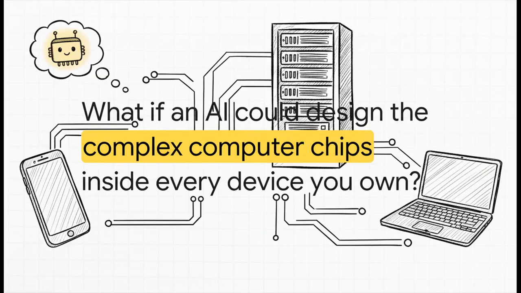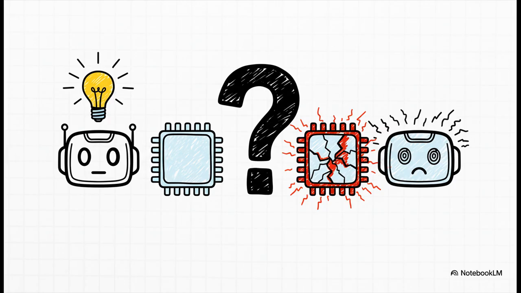The brains inside your phone, your computer, the chips running the entire internet. What if all of them could be designed by an AI? It sounds a little crazy, but we're pretty much there. But, and this is a huge but, there's a catch.